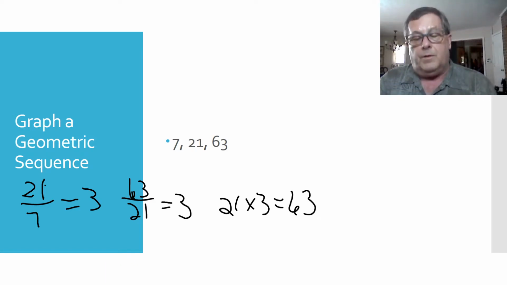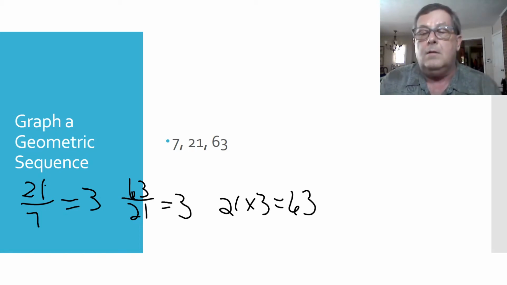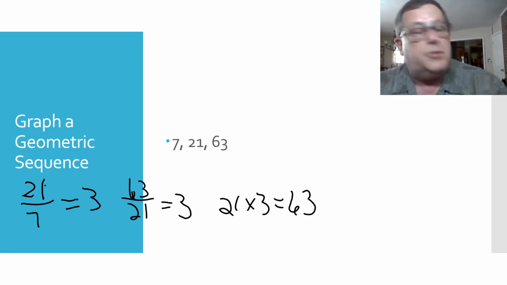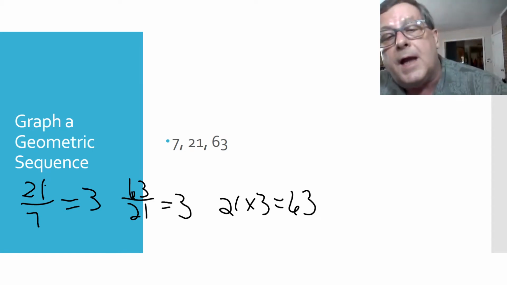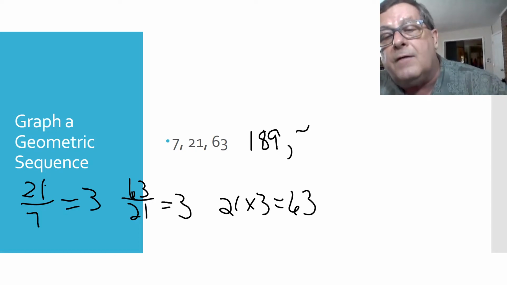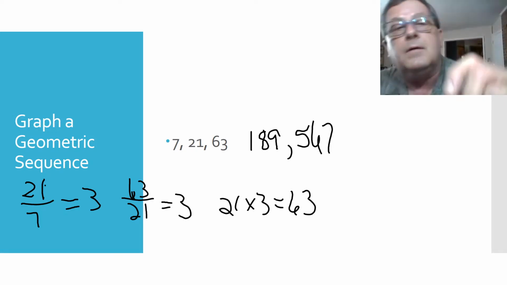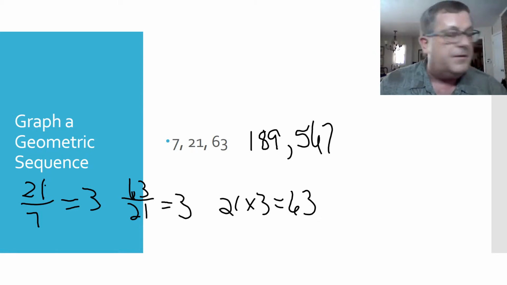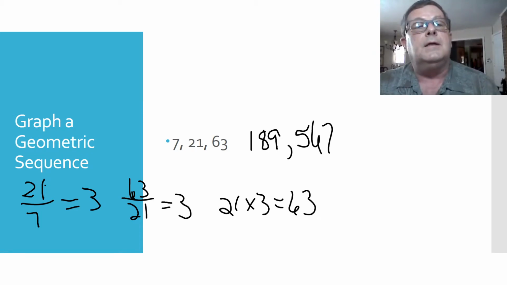Let's see, why don't we do that? Now, 63 times 3 is 189. And 189 times 3 is 567. So my next two terms in this sequence are 189 and 567. Now let's jump over here and graph this using a TI.